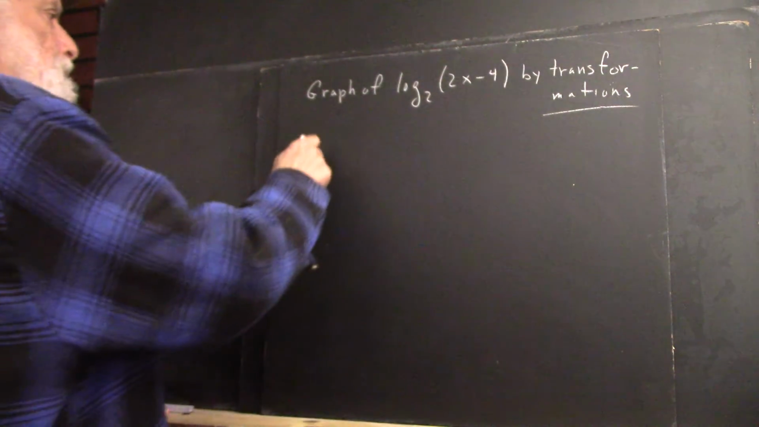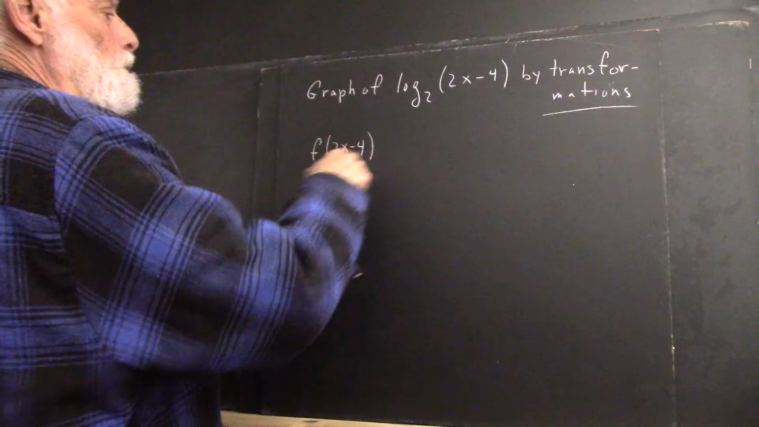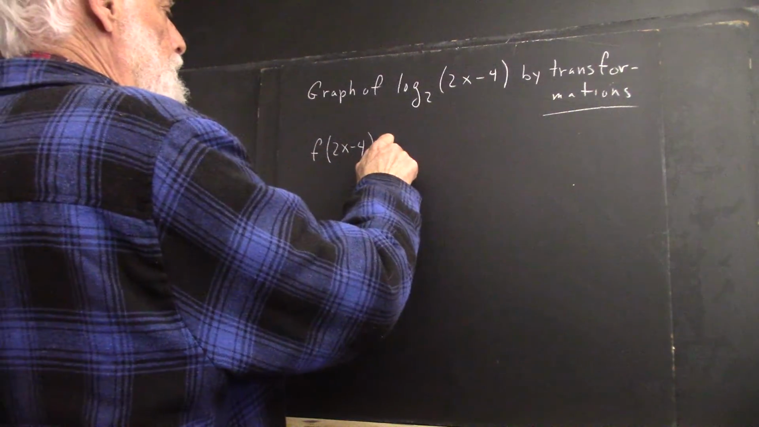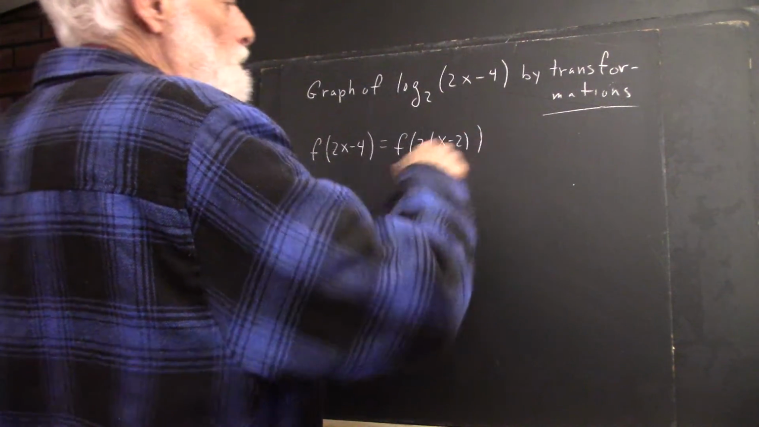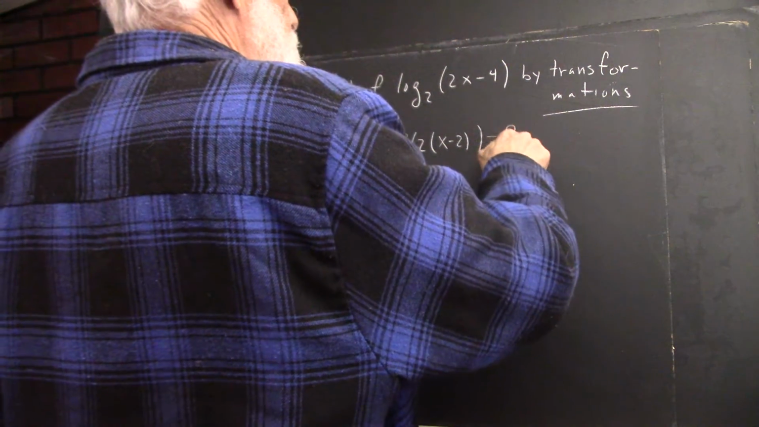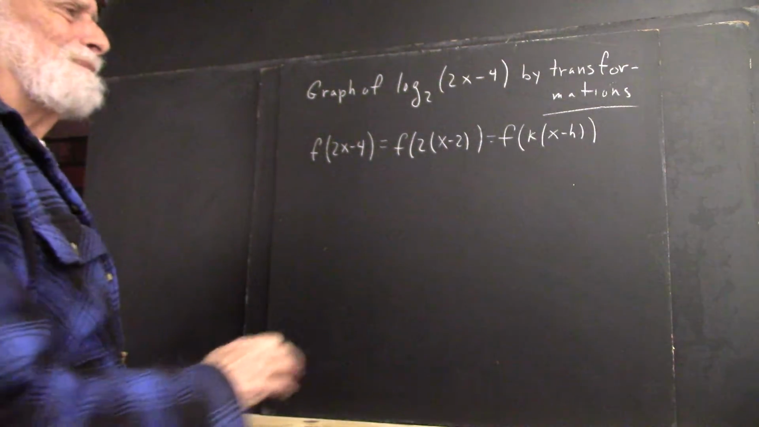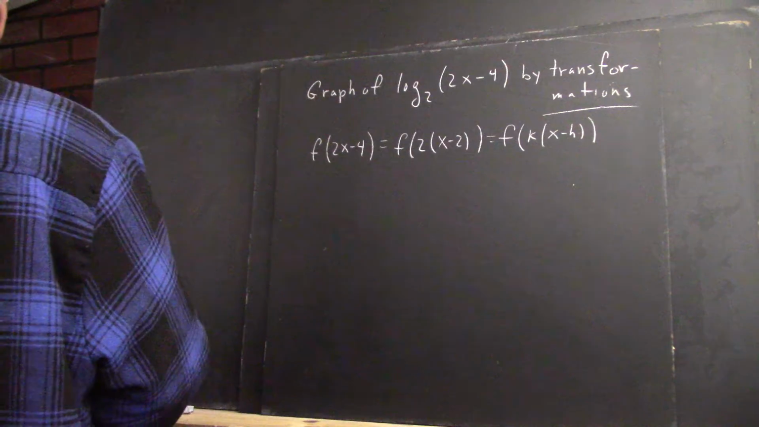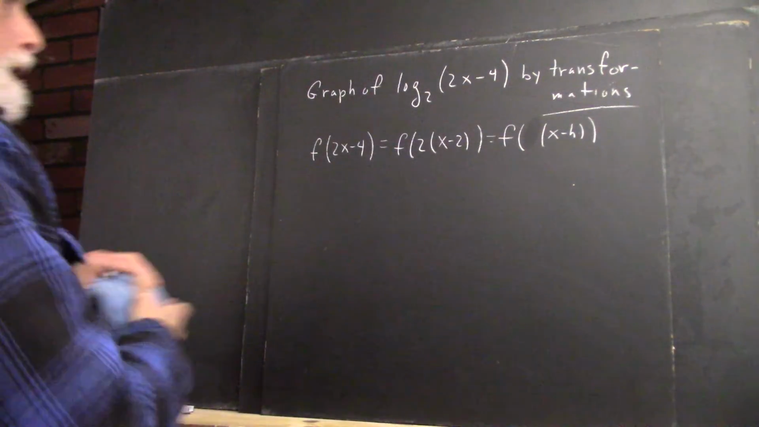Well, for any function, f of 2x minus 4 equals f of 2 multiplied by x minus 2. And that is an f of k times x minus h. I don't want to use k, just because we usually use that for the vertical shift. So I'm going to use c.